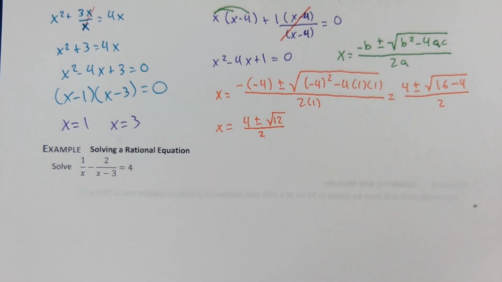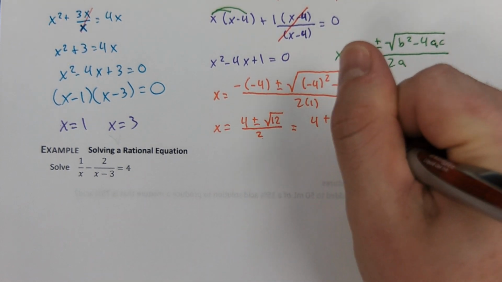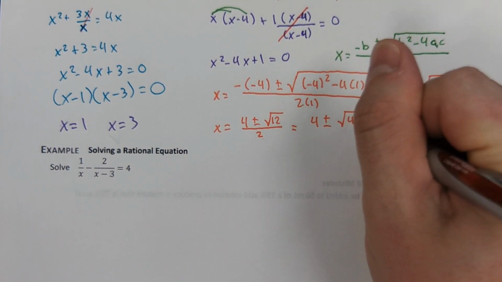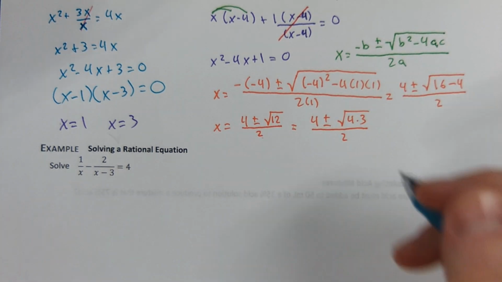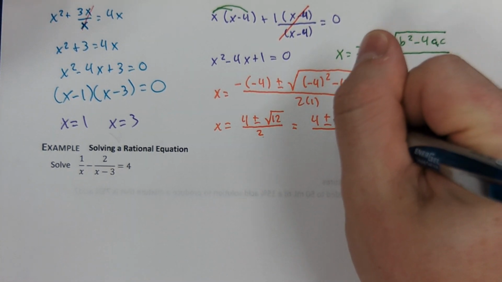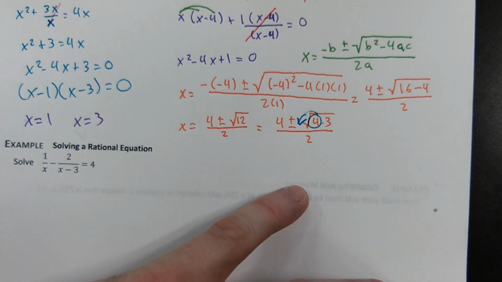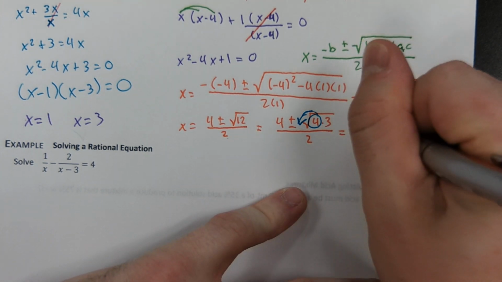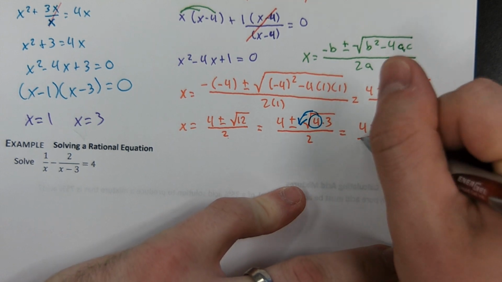What you do have to do is reduce the square root of 12. What perfect square goes into 12? 4 does, goes in 3 times. So we have 4 plus or minus the square root of 4 times 3. We still have this over 2. Now 4 is a perfect square, so I'll be able to take its square root and bring it outside. Four plus or minus 2 root 3 over 2.